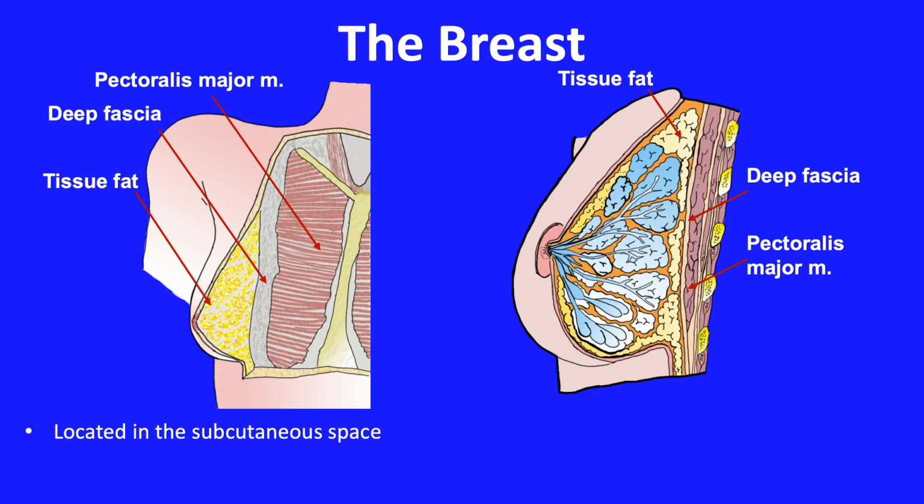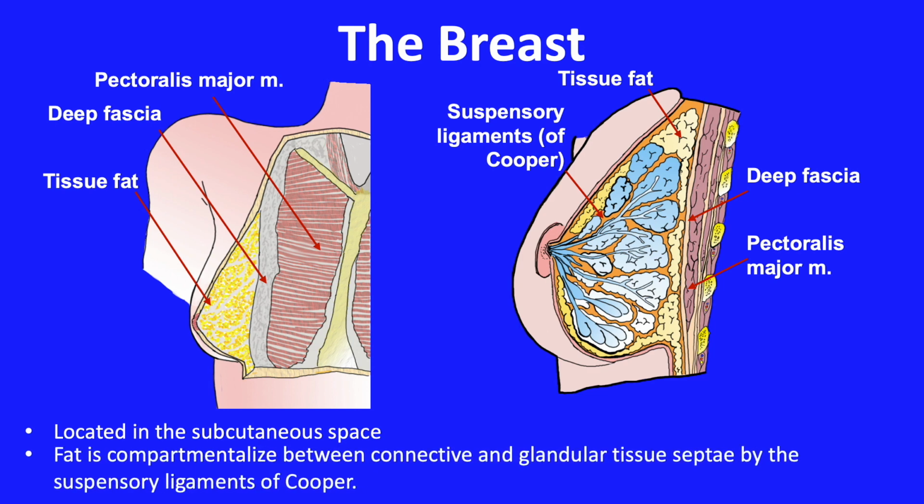Within the fat of the breast, we can also find ligaments that compartmentalize the breast. These ligaments are called suspensory ligaments of Cooper. These ligaments extend from the deep fascia enveloping the pectoralis major muscle to the skin and play a role in the diagnosis of breast cancer, as we will see shortly. For now, understand that the function of the suspensory ligaments of Cooper is to compartmentalize the breast into pie-shaped wedges.